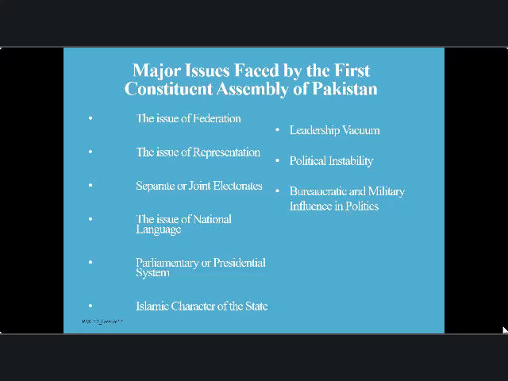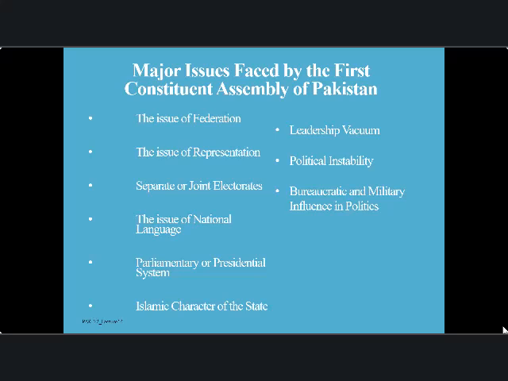The debate over federalism continued for several years. Eventually, the constitution makers agreed on a federal system, but with considerable power reserved for the central government. This compromise reflected the need to balance national unity with provincial rights. So students, now we will discuss the issue of representation in federal legislature.